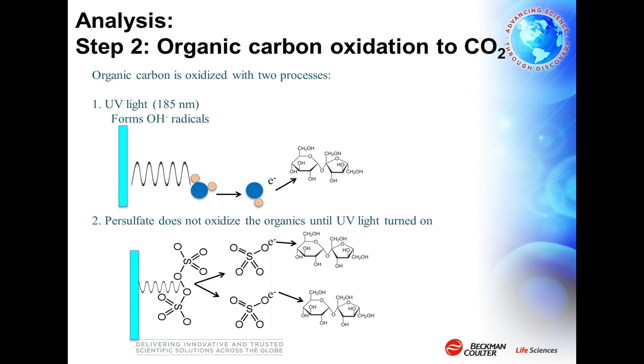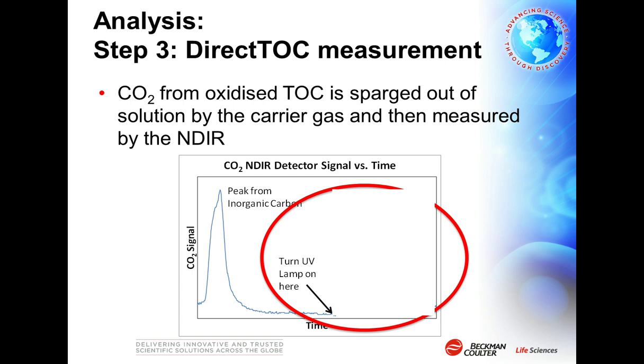The next step is a strong UV light is turned on, and this tries to release the carbon atoms in the organic material present in the sample. The organic material is oxidized by a combination of hydroxyl radicals from the water itself and by persulfate, which in the presence of the UV light forms a very strong oxidizer. And then the TOC is released as carbon dioxide gas.